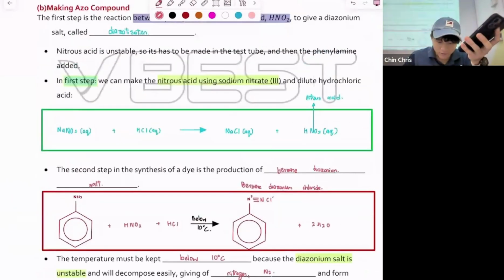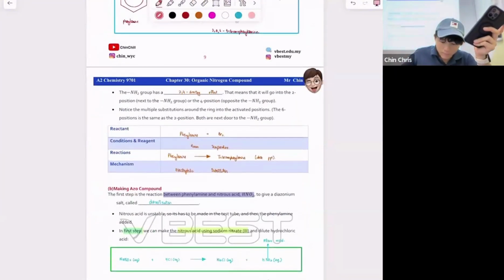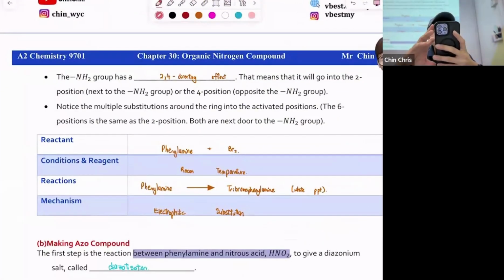Full page, can? I can't see the top. Can you see it now?